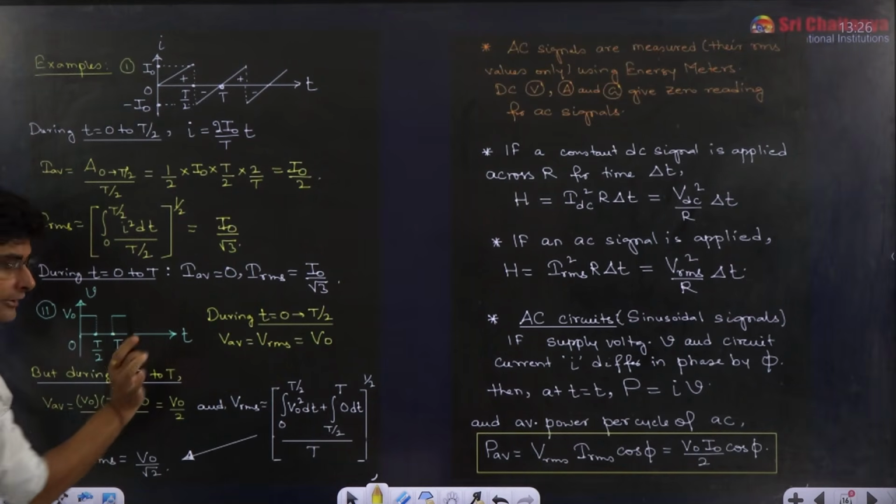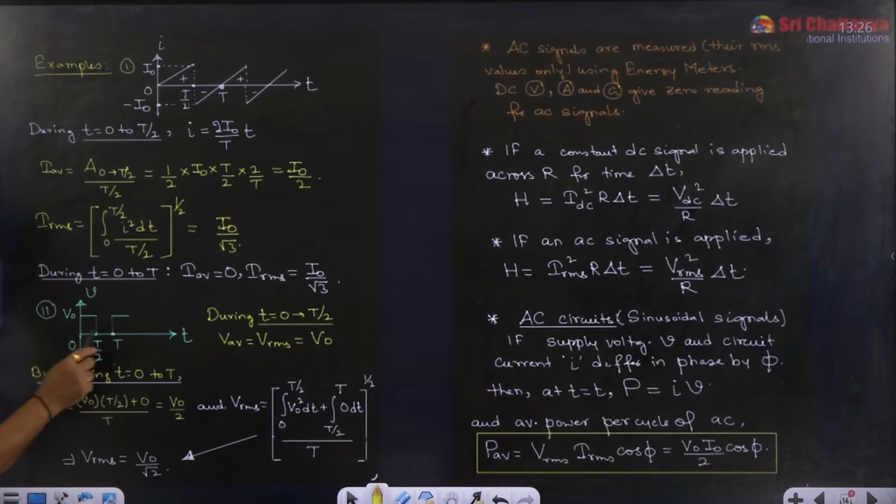So both will be the same as V naught only. But if you take from 0 to capital T, and they ask you the average value, what will I do? I will find the area under the graph. But you see, the area under the graph is only up to 0 to T by 2. After T by 2 to T, the area is 0. But you have to divide by the total time interval, capital T. So V naught into T by 2 plus 0, divided by T, which we get as V naught by 2.